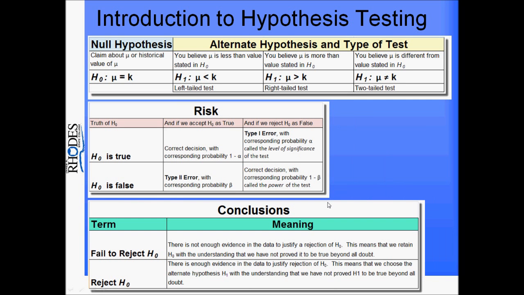Okay, so let's get to the slides. This is what I would call hypothesis testing 101. These are sort of assumptions, things to think about, things to consider. First of all, you have two different hypotheses. One is called a null hypothesis, and the other is an alternate hypothesis.